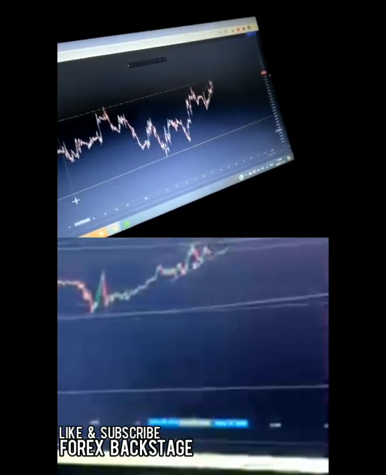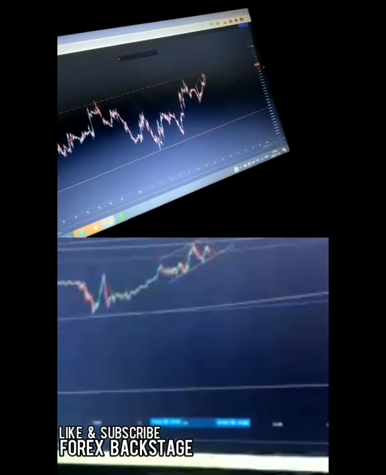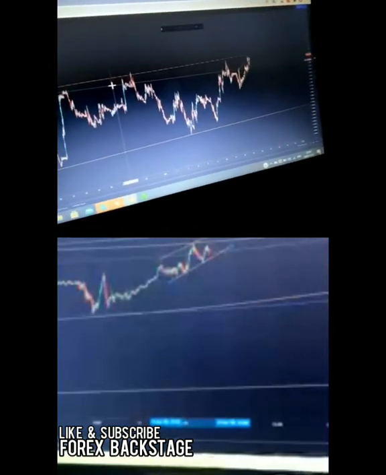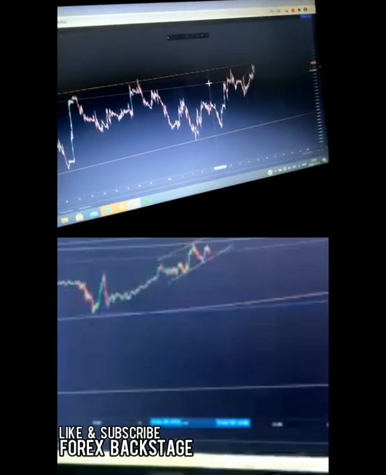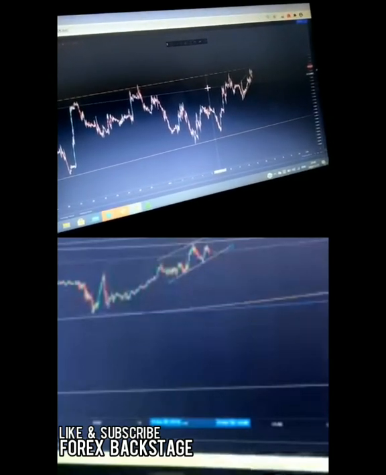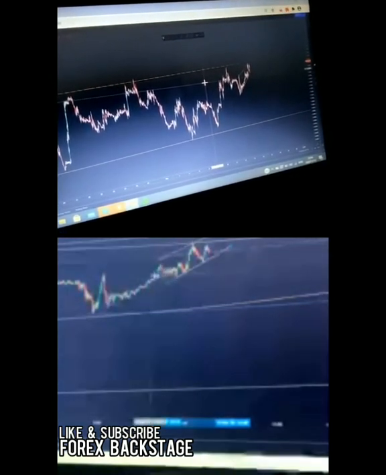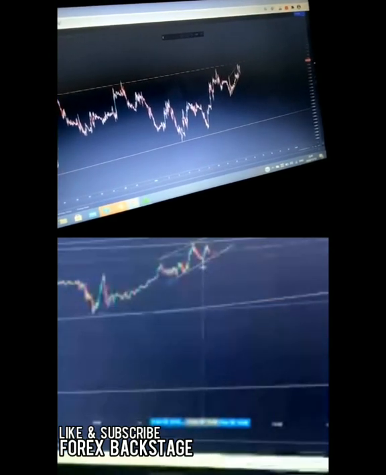Okay, and then if you think about it, if you put the horizontal ray just around here, let me show you right now. That can also be a double top formation. So look at it: boom, boom, boom, break, retest, and then drop.